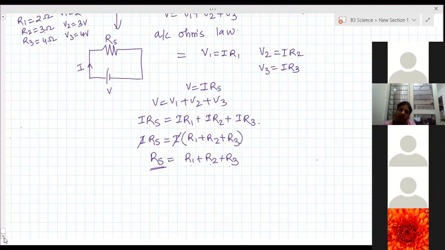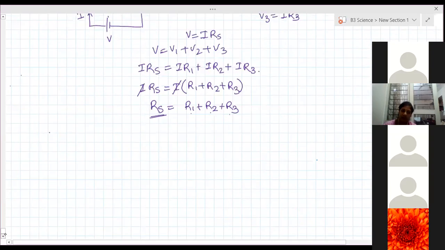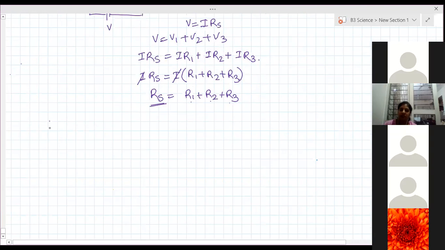So here in this case, what you have to remember for numericals, what is required? First thing, total resistance. RS is equal to R1 plus R2 plus R3 plus whatever the number of resistors are there. RS I'm using for series.